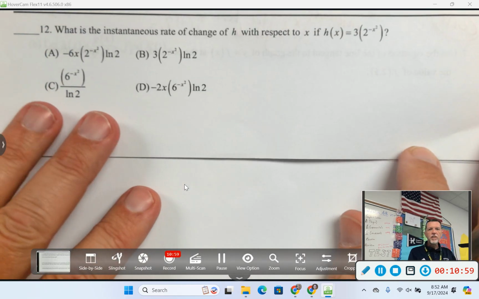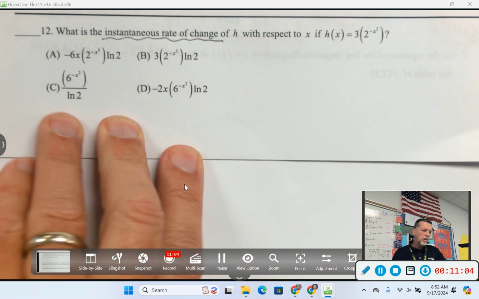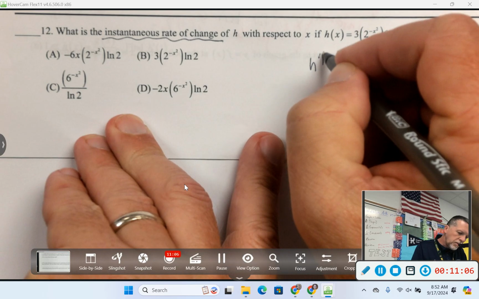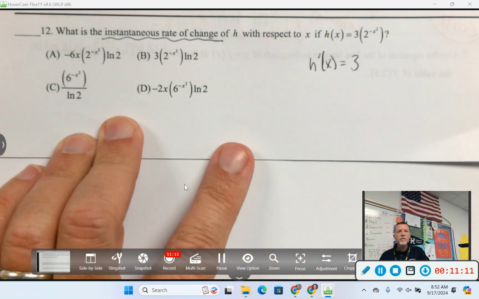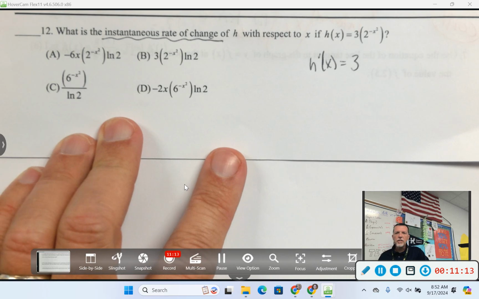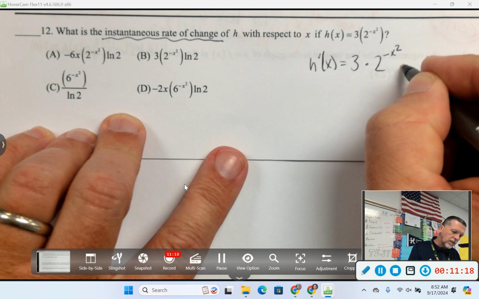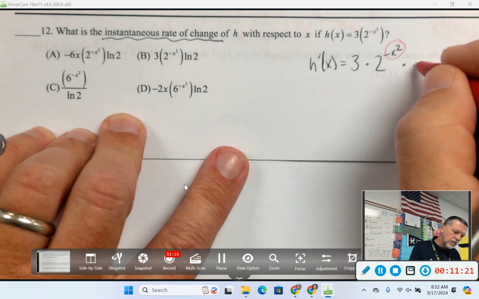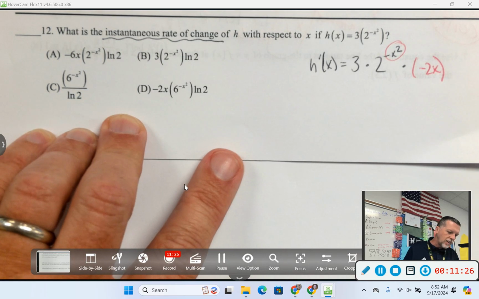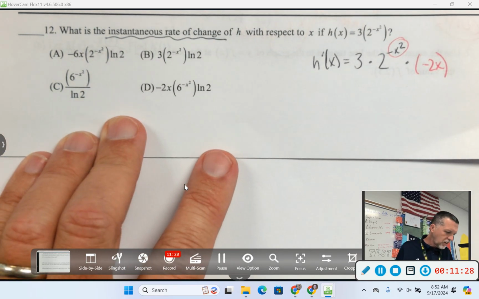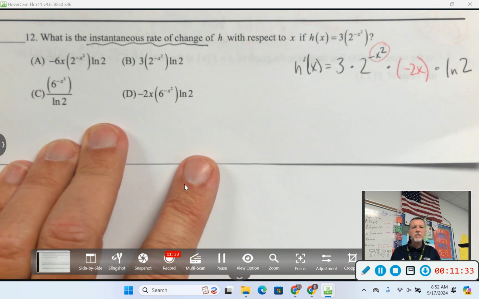Number 12. Instantaneous rate of change. Fancy talk for derivative. So h prime of x. 3 is just there for the ride. Derivative of 2 to the negative x squared is 2 to the negative x squared. Chain rule. Negative 2x. And then I bet, is that even an answer choice? It's not an answer choice. They got to multiply by natural log 2.